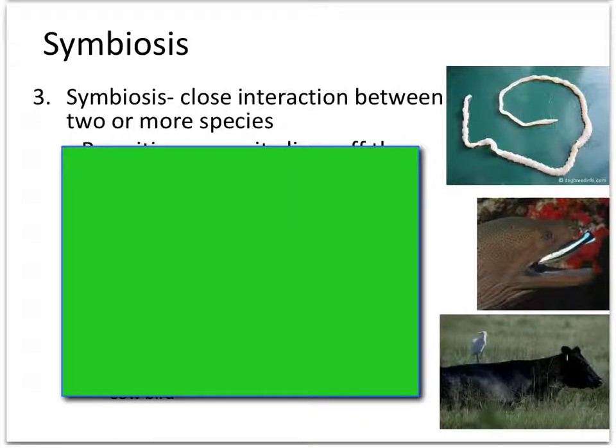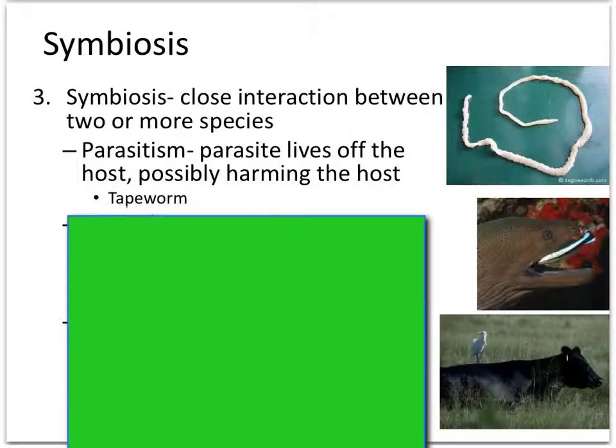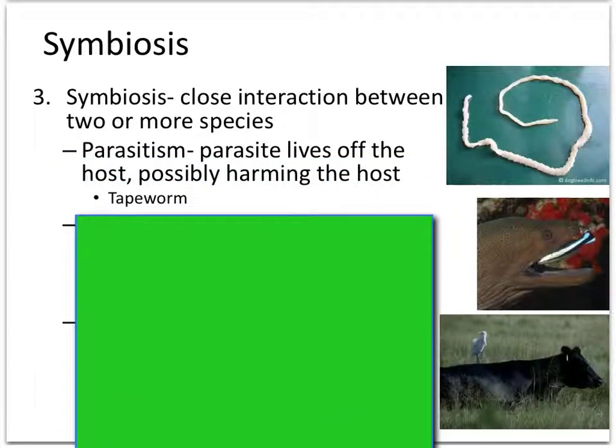And then the final interactions that we're going to talk about are symbioses, close interactions between two or more species. The first one, probably the most familiar, would be parasitism. So when a parasite lives off the host, oftentimes it harms the host, for example, a tapeworm.